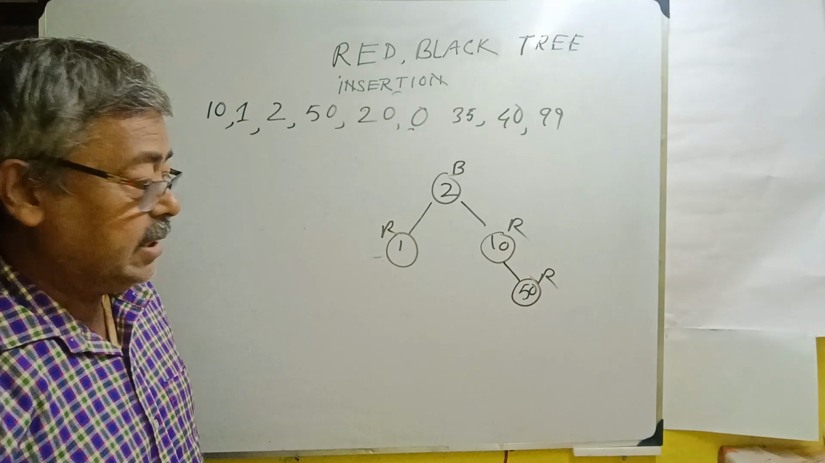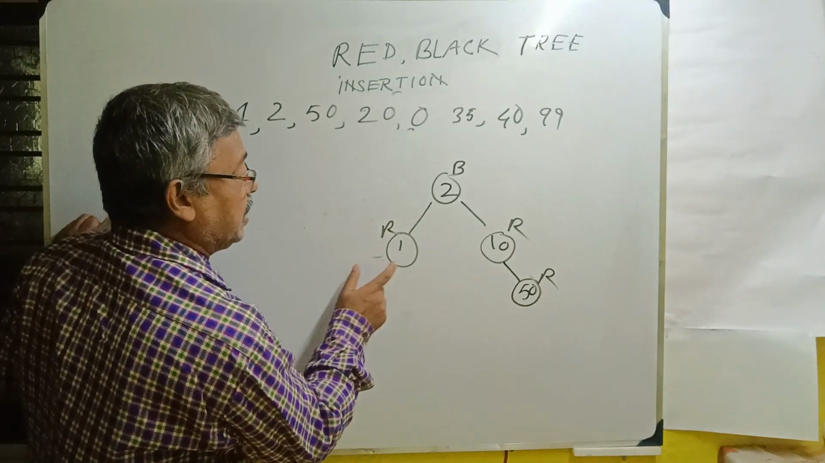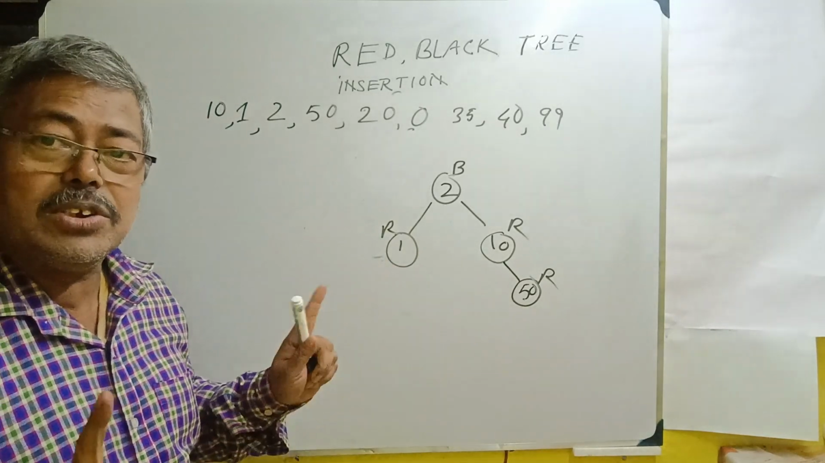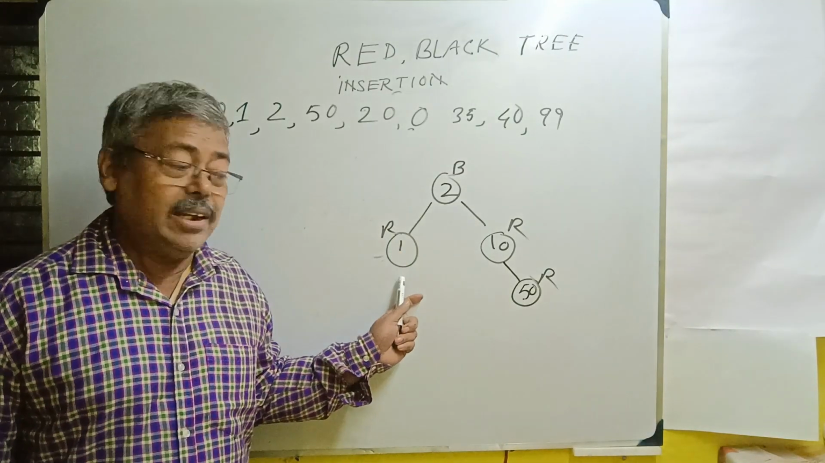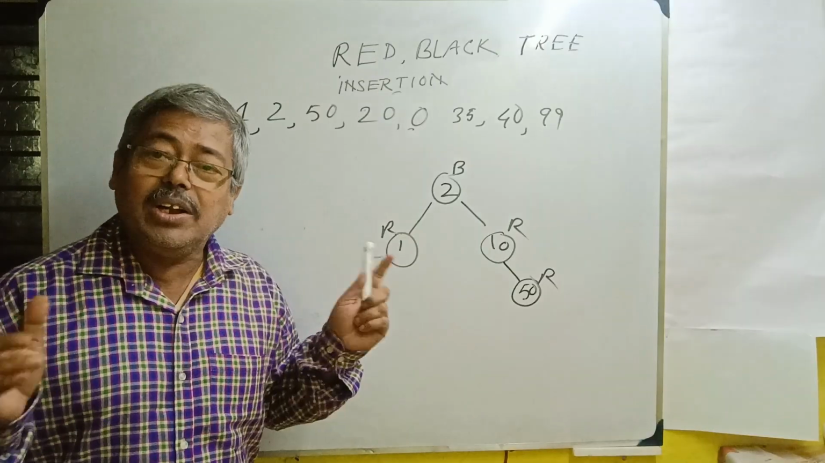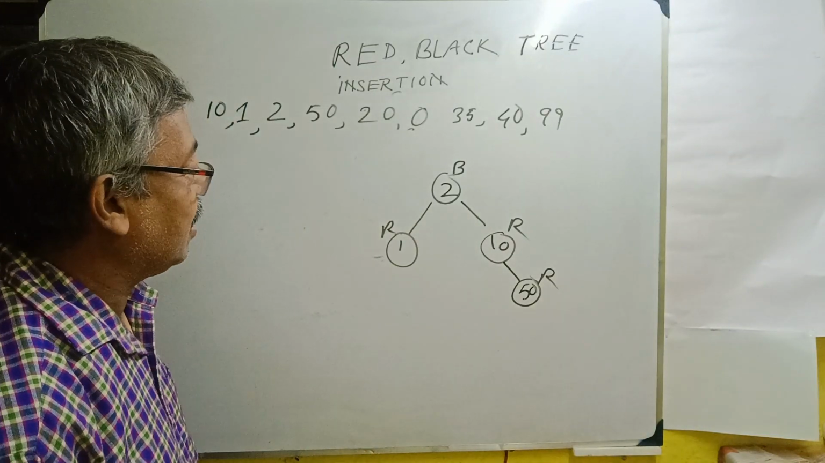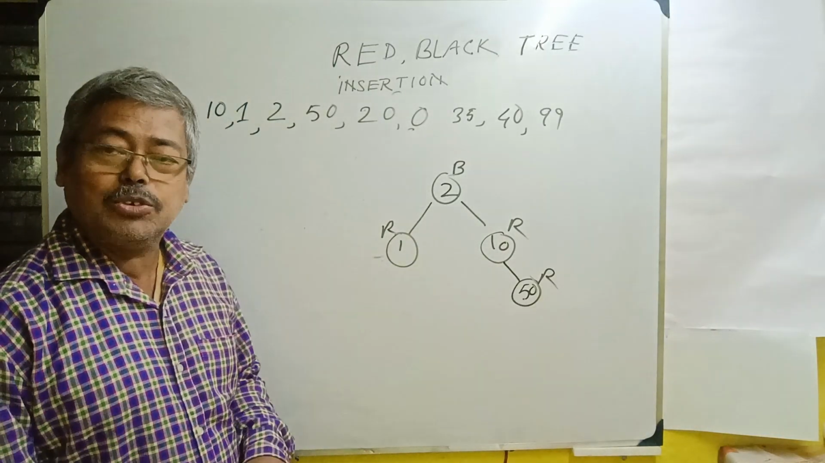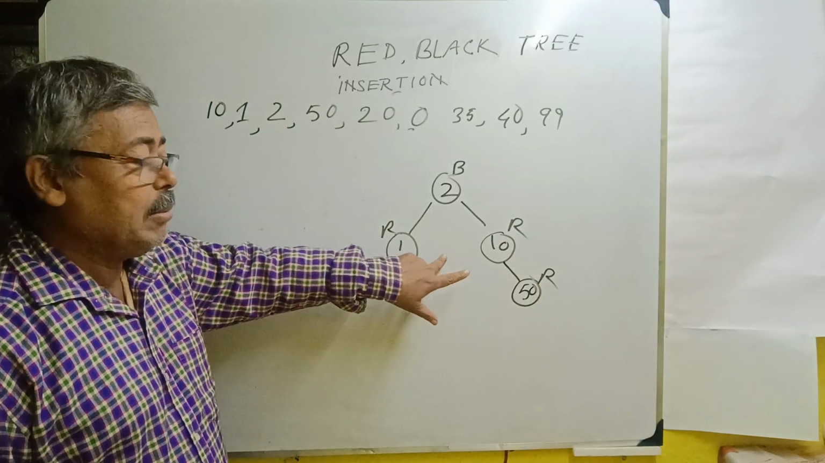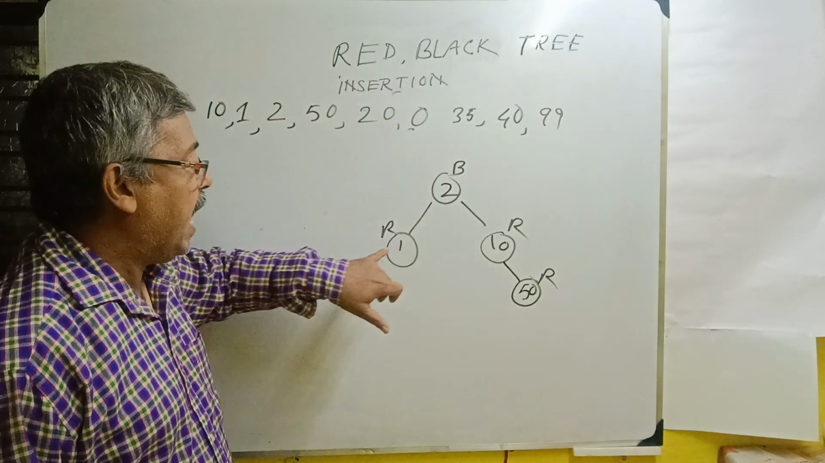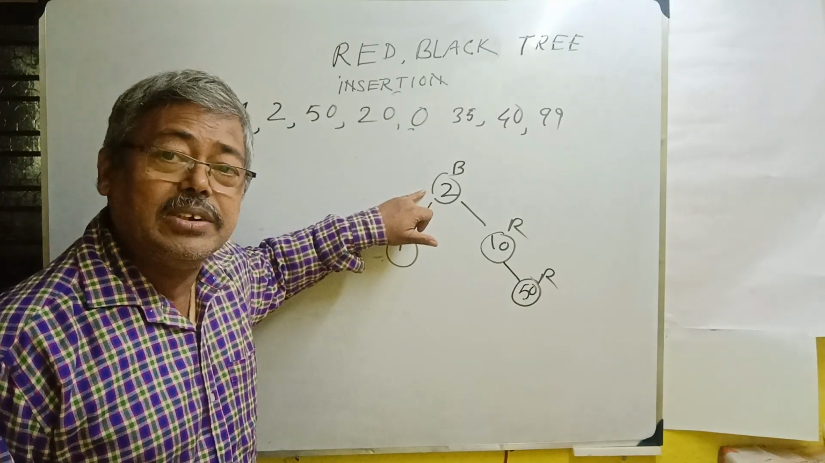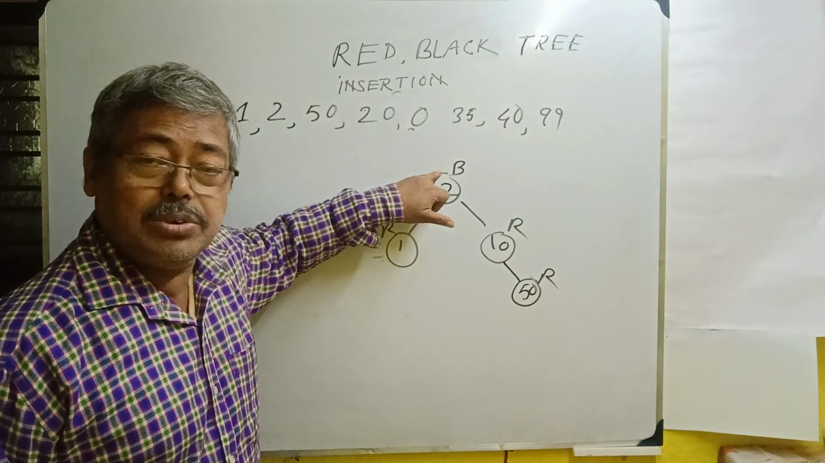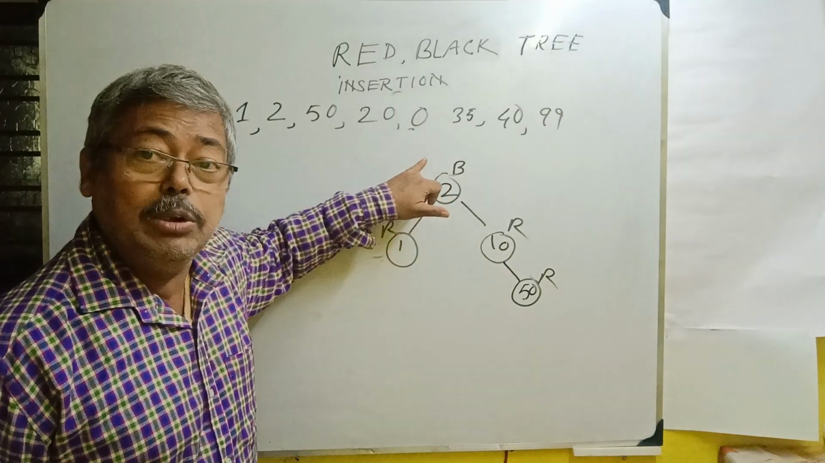Is rotation required? Yes, rotation is required because the uncle is red. When the uncle is red, rotation must be required. No, sorry. The uncle is red and rotation is not required. Only coloring is required. So the color of which nodes will be changed? The color of 2 nodes will be changed, that is the parent and the uncle. And the grandparent's color may be changed if it is not the root node, but it is the root node. So no color of the grandparent will be changed.